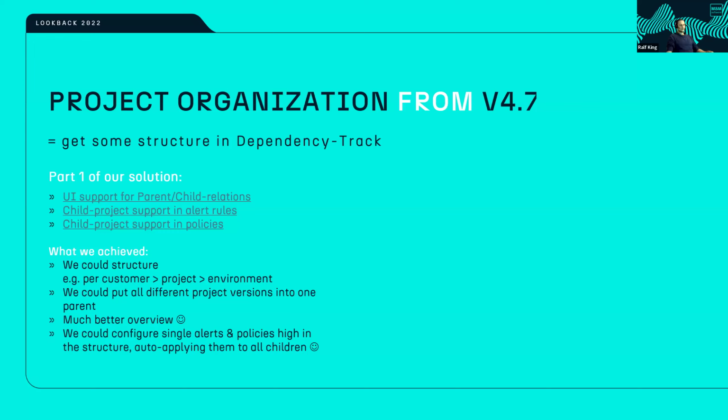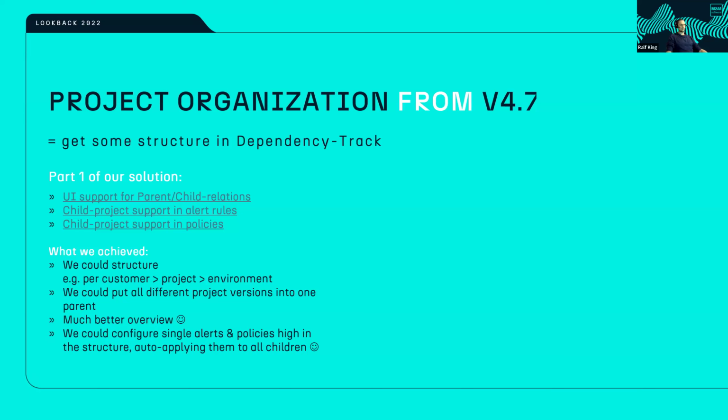And also now we could configure single alerts and policies high in the structure and auto-apply them to all children. So it was quite easy now to create a team, create an alert rule for that complete team and the applications that it was responsible for on a very high level, and then auto-apply this to everything below it. So we got rid of all the manual work or some additional scripting that we needed to get all this done for the single projects here.